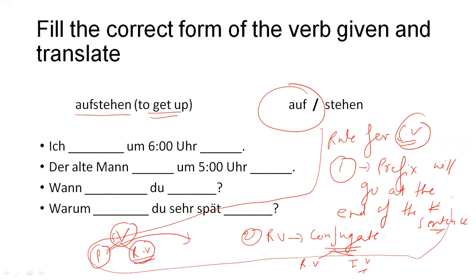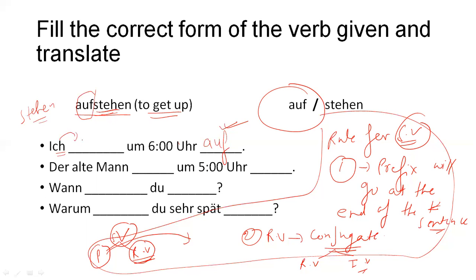Now let's do some exercise for it. Aufstehen is a verb which means to get up. Now, what is rule number one here? Rule number one says the prefix will go at the end of the sentence. So what is the prefix here? The prefix is auf. So I will write auf at the end of this sentence, right? And the remaining verb is stehen. Rule number one is over. Now rule number two says the remaining verb, which is stehen, I need to conjugate. So ich, what shall I write here? Ich stehe.